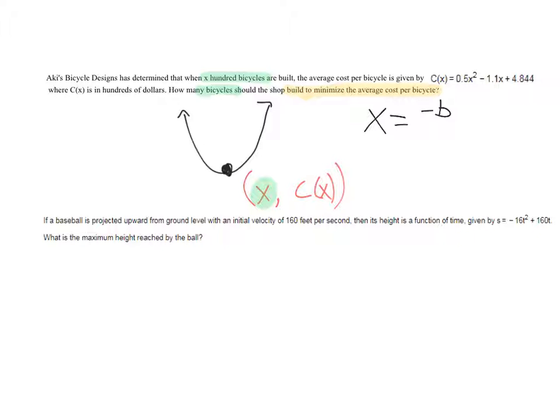So X equals the opposite of B over 2A. So for this problem, my B value is negative 1.1. The opposite of that would be positive 1.1. So 1.1 divided by 2 times A. Well, A is 0.5. 2 times 0.5 is just 1. So X equals 1.1 divided by 1. So 1.1. But that's represented by hundreds, right? So the actual answer here would be 110 bikes.